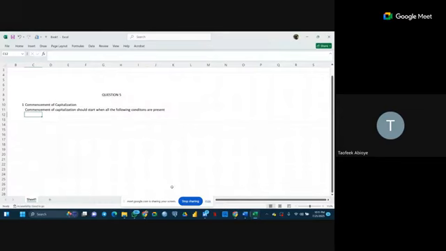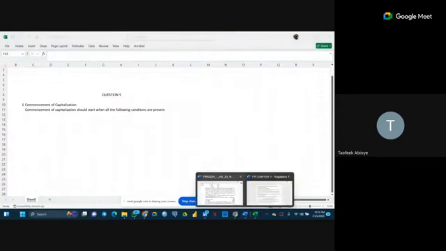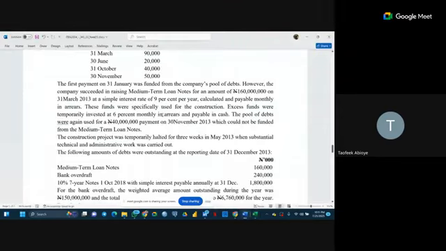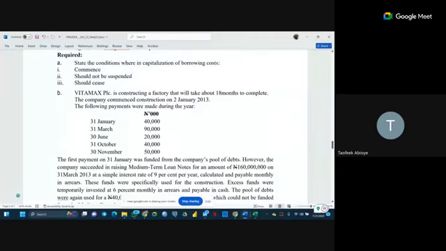Okay, so let's go through the question together. Fightamax PLC is constructing a factory. I decided not to mute all of us so that in case we have any question, we can just ask. Please don't let us abuse it, and let's mute our mic if we are not saying anything, please. So Fightamax PLC is constructing a factory that will take about 18 months to complete.